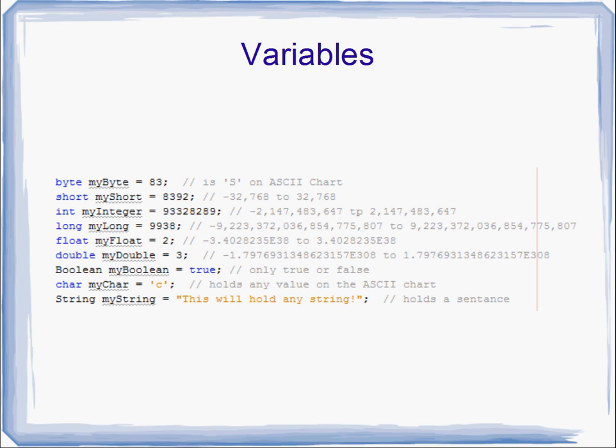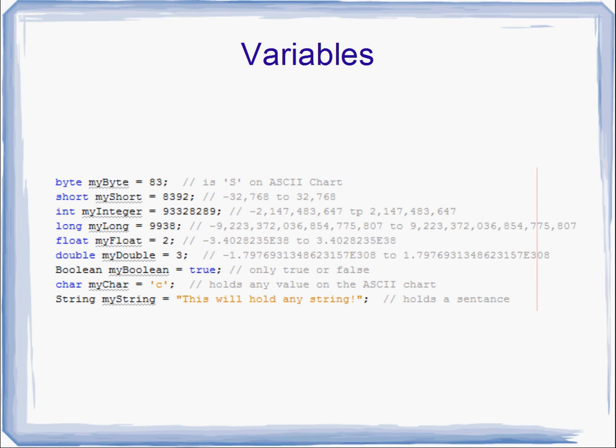Byte, short, integer, long, float, double. Those are all for numbers and they hold different values. Byte is going to hold anything that a computer would hold numeric wise. For this example, 83 is capital S. That's what we give as a byte. So you'd have to do char. So if you wanted to print it out, you do System.out.println and then you do char 83 or myByte and you would get the capital S. And that's on the ASCII chart. If you don't know what that is, check it out.